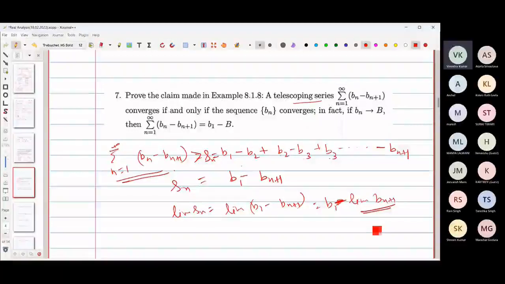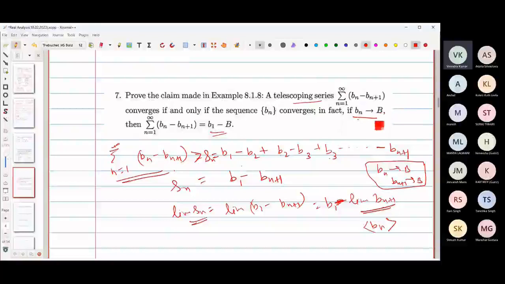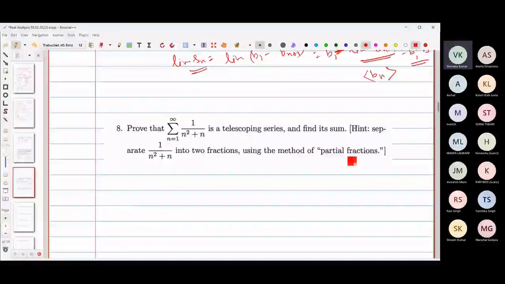So once we have this kind of formulation, this limit exists if and only if the sequence bn is convergent. If its limit is b, I may write bn converges to b, or bn plus 1 converges to b, both are the same thing. Here they are writing bn converges to b, so in this place they are writing b1 minus capital B. So this was a telescopic series.